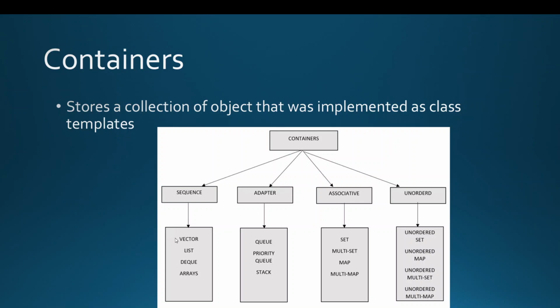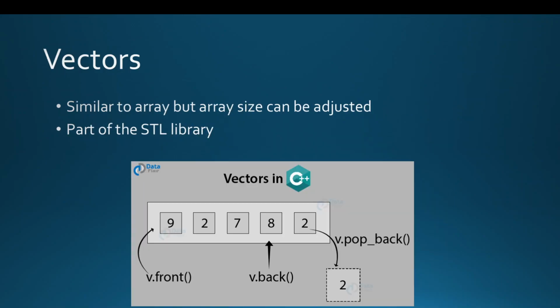So vector here is part of that. It's one of the special data types, but it's not really a data type because you implement the data type into a container. It's one of those object variables that you can make as a variable. I'll show you what I mean in the next slide. A vector is similar to an array, but the array size can be adjusted. That's basically what a vector is.